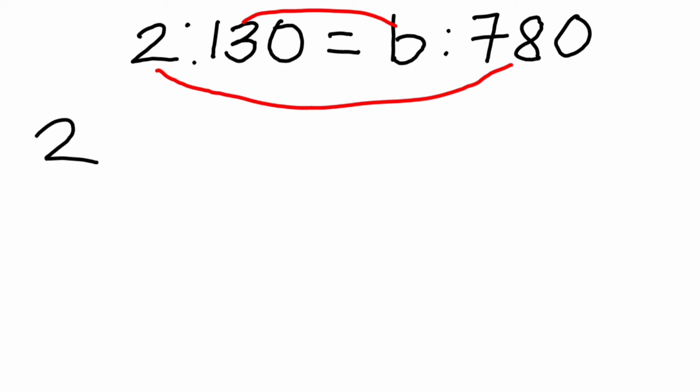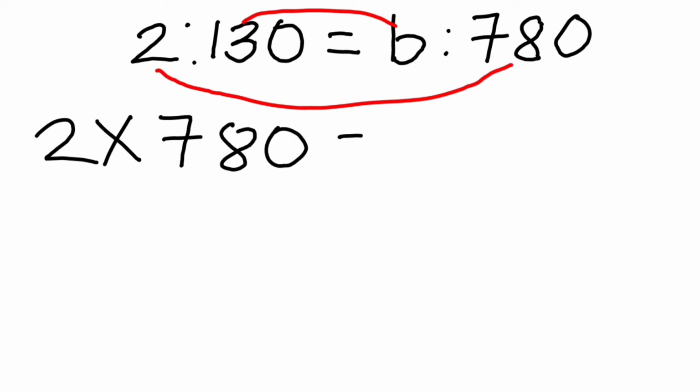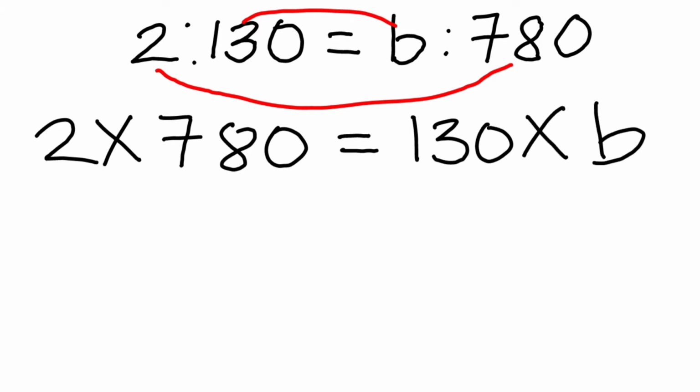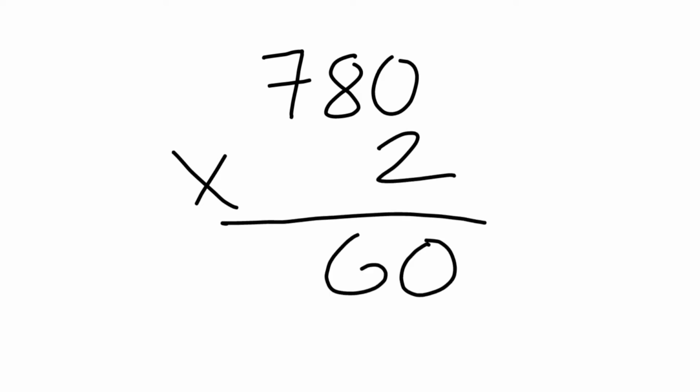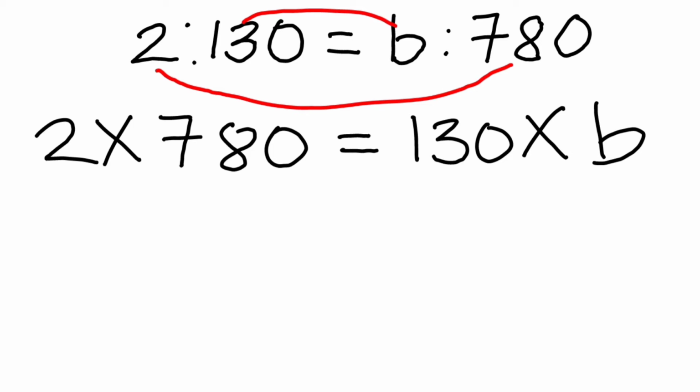So we have 2 times 780 equals 130 times B. 2 times 780, let's have a scratch. So we have 780 times 2. 2 times 0 equals 0. 2 times 8 equals 16. Carry 1. 2 times 7 equals 14 plus 1 equals 15. Therefore, our answer is 1,560. Balik na tayo dun sa ating sinusolve. So, 2 times 780 equals 1,560.